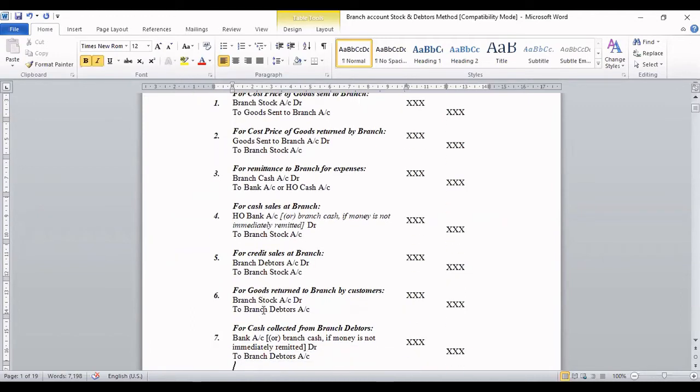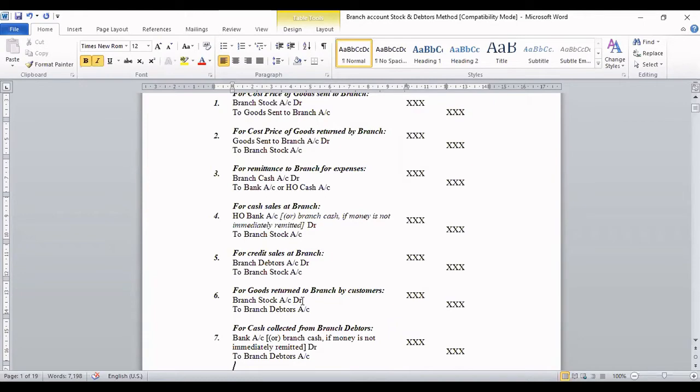And similarly, when the goods are returned by customers, that means goods are returned by debtors to branch, what will we do? We simply reverse the earlier entry. You will receive the stock again. You'll receive the goods back. So what will be the entry? Branch stock. It is going to increase my stock. So branch stock account debit. And who is the giver of these goods? Debtors. So branch stock account debit to branch debtors. Is this clear, everyone? Yes or no?